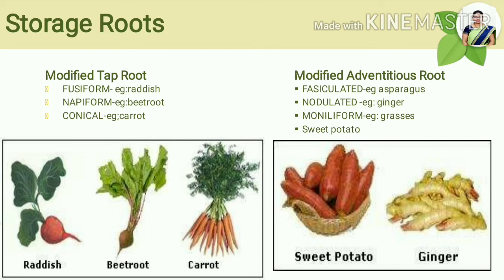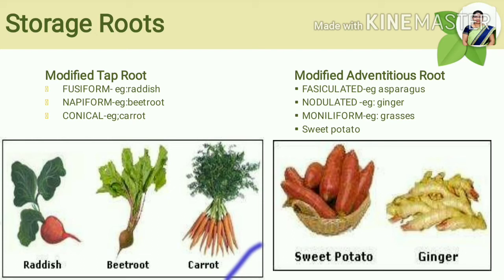Now storage roots like modified taproot and modified adventitious root. As you can see here, taproots are modified into fusiform, napiform and conical. Fusiform means when the underground taproot is swollen in the middle portion and gradually tapers towards the base and apex, like in case of radish. Conical root. A conical root is an underground taproot which becomes broad at the base and gradually tapers towards the apex like a cone, as in case of carrot.